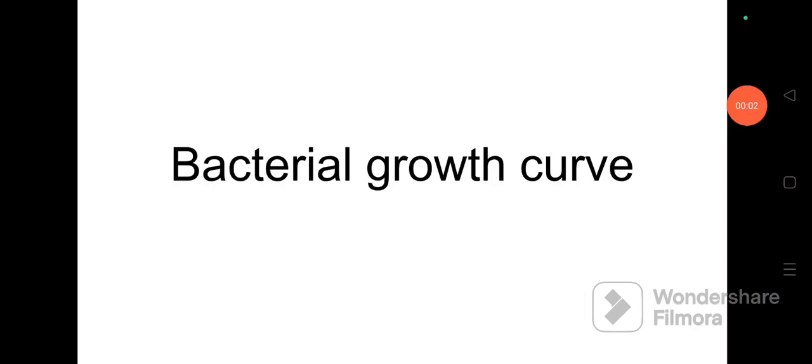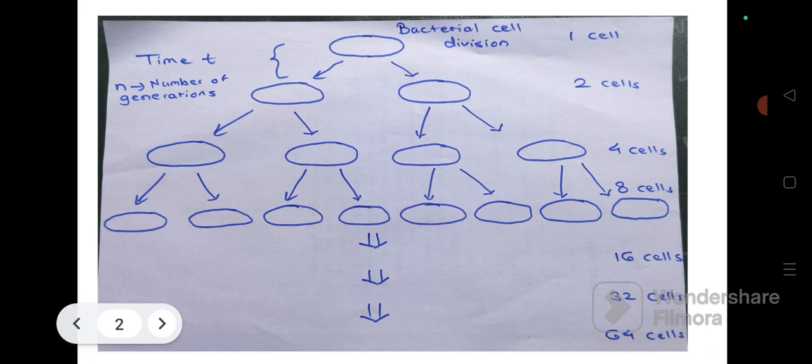Hello everyone, today we are going to see about bacterial growth and the bacterial growth curve. So as you can see in this particular diagram, bacterial cells divide by simple division.